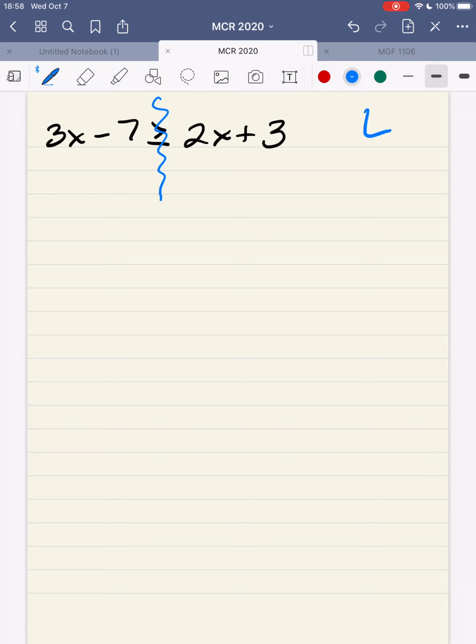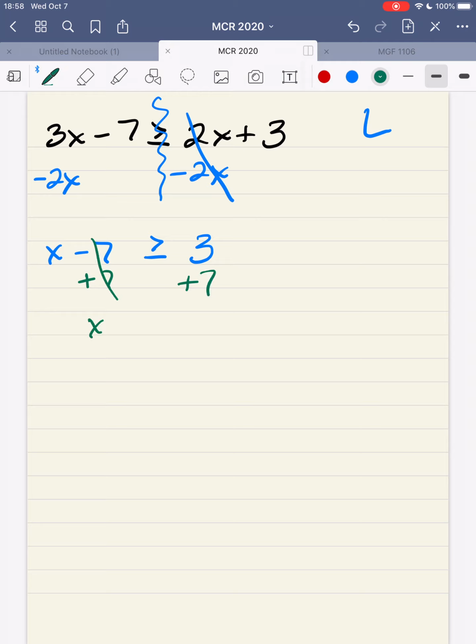So I want to subtract 2x from both sides in this case. That side's going to cancel. And 3x minus 2x is x. So I have x minus 7 is greater than or equal to 3. From here I'm going to add 7 to both sides. And x will be greater than or equal to 10.